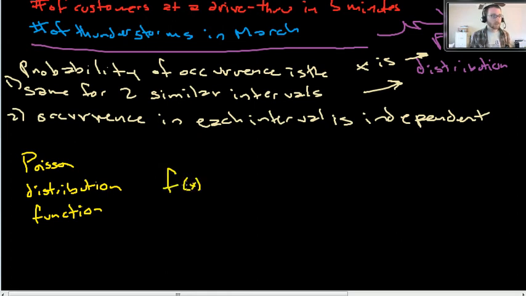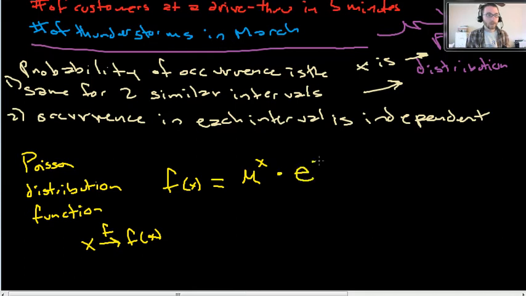So f of x, this is a probability function, right? So we take x and we map it to a value. We can call that value f of x. So f is the machine that takes an x and spits out an f of x. And this is that machine. It's going to be mu raised to the x times e raised to the negative mu, all over x factorial.